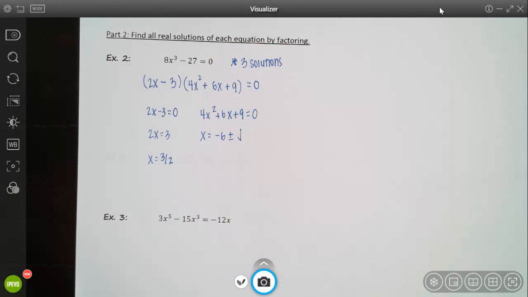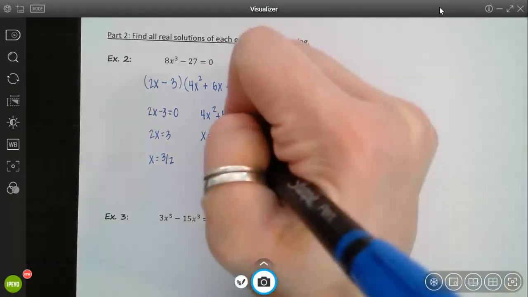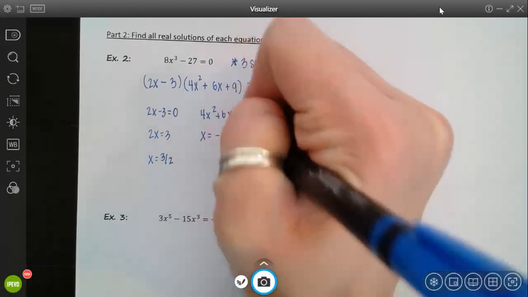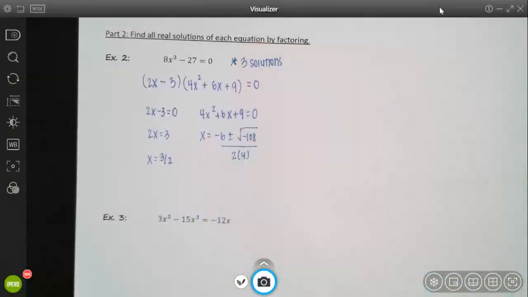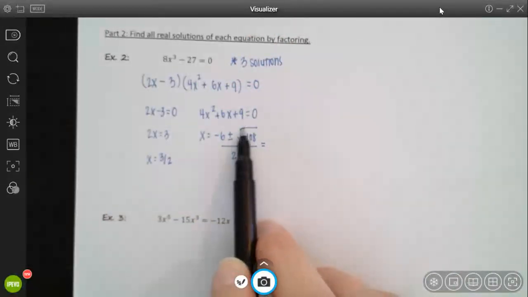Looks like it's going to be -108 divided by 2 times my a value of 4. And then I'm going to go ahead and keep on simplifying. So I always want to make sure that whatever's underneath the root is in simplest radical form.